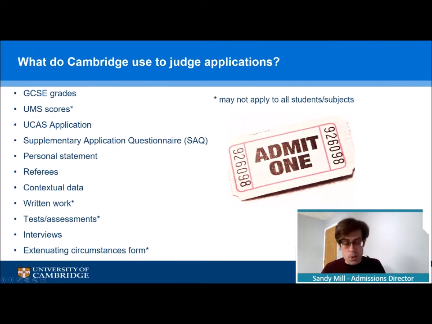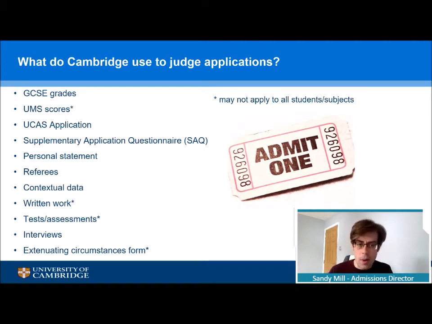So, to understand a little bit more about these applications, actually, we look at a vast amount of information. We look at your GCSE grades, UMS scores from AS levels if you've got them, everything from your UCAS application, all of this data. We've got the supplementary application questionnaire, a little extra questionnaire that we send out just at Cambridge to find out a bit more about what you've studied and your reasons for applying here. We look at your teacher references, written work, contextual data, any admissions assessments that you do, interviews, extenuating circumstances, the whole shebang. And the personal statement is just one element of this.